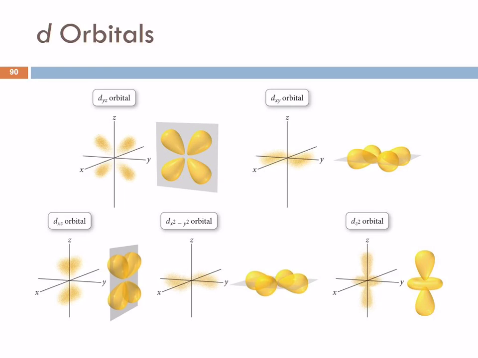So here are pictures of these. So this looks like kind of a doubled p orbital, right? And so, we could imagine that this is the standing wave.